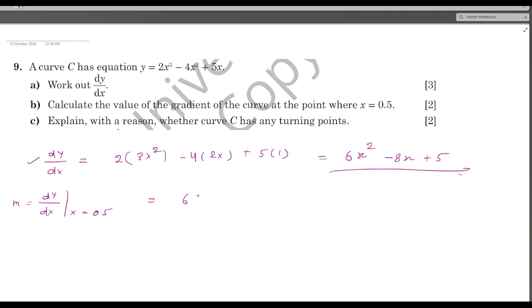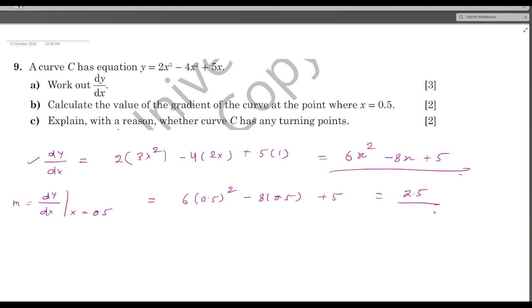So this is 6 times 0.5 squared minus 8 times 0.5 plus 5. You should use your calculator for this. 6 times 0.5 squared, minus 8 times 0.5 is what? 4, and plus 5. So 5 divided by 2, 2.5. So your answer is 2.5.